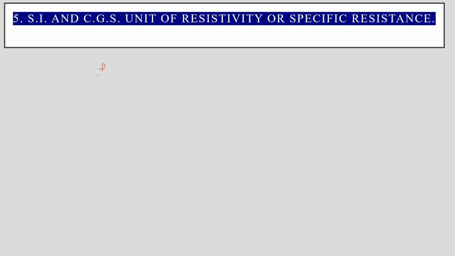So we know rho equals R A by L. Now first we are considering the SI unit of rho, that is resistivity.